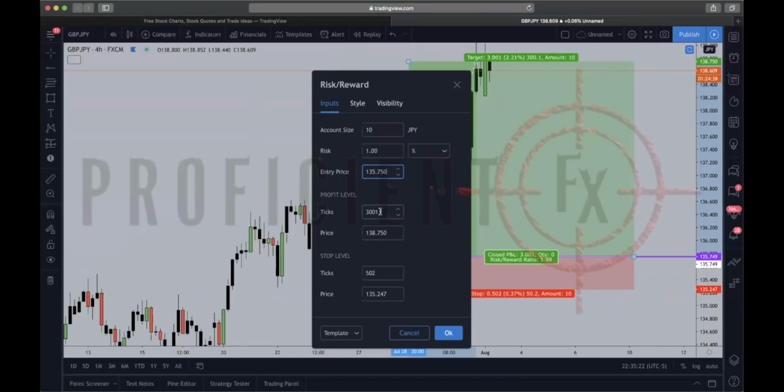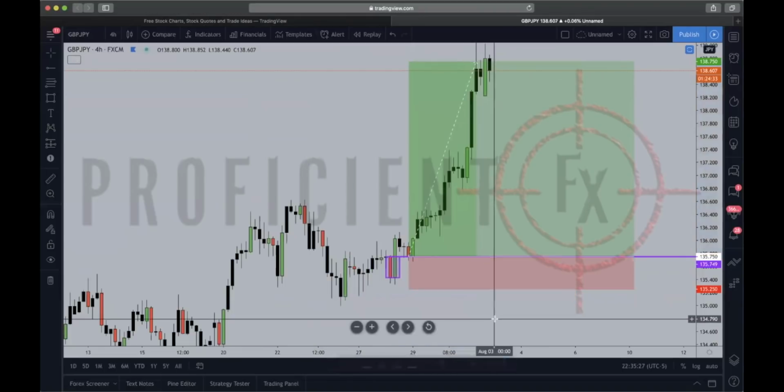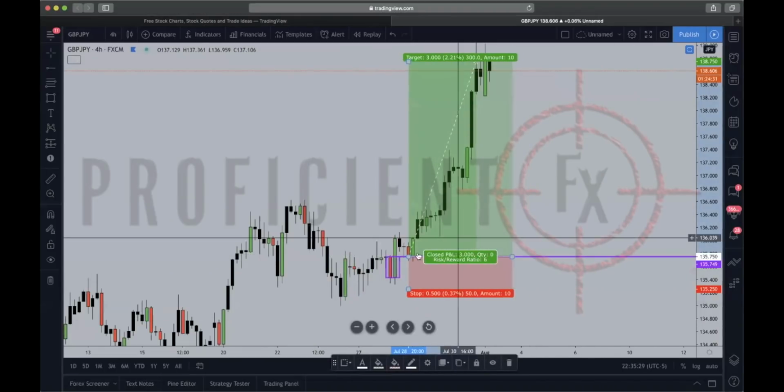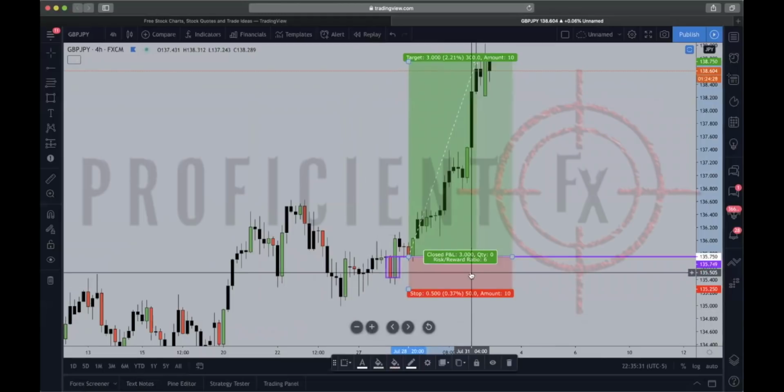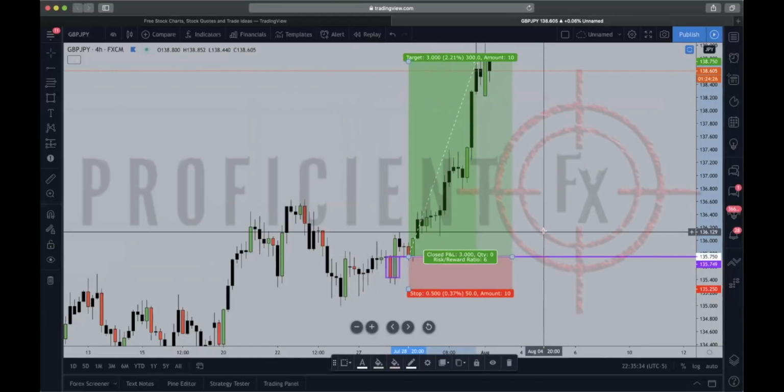So 135.75, and this would be your trade setup on the higher time frame. And this is a valid trade. That's a beautiful trade. 1 to 6 risk to reward ratio, that is great, okay?